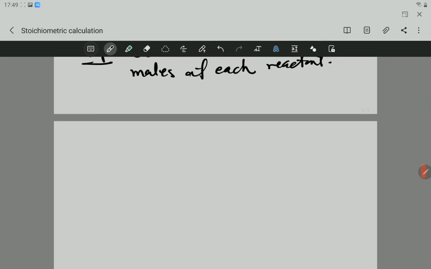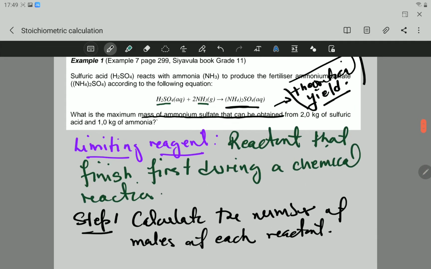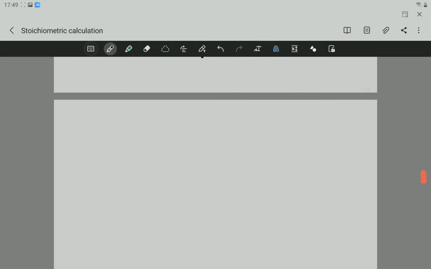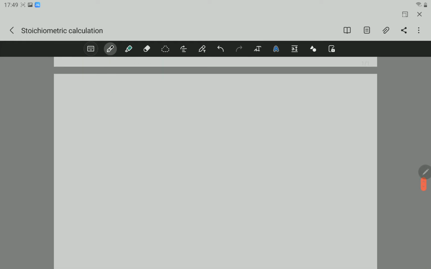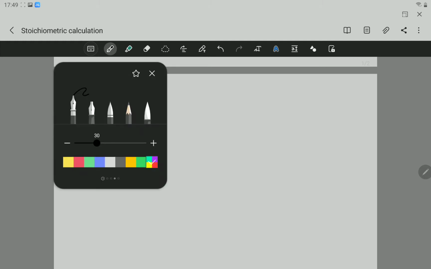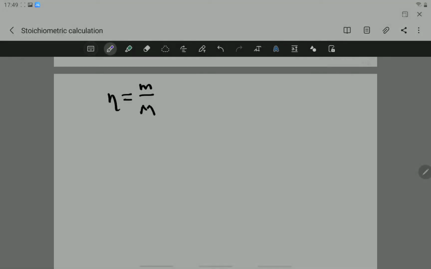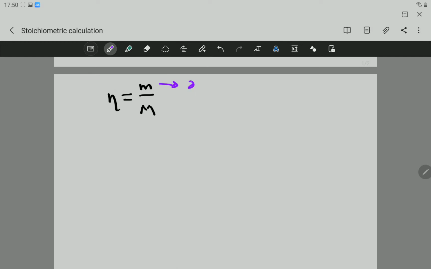In this case, we have sulfuric acid and we have ammonia. Remember, the formula to calculate the number of moles, there are many, but this is one of them: number of moles is equal to mass divided by molar mass. Now, what is the mass of the sulfuric acid that they started with? The total mass was 2 kilograms. Remember, you cannot work with kilograms here. Therefore, this will be equal to 2000 grams.